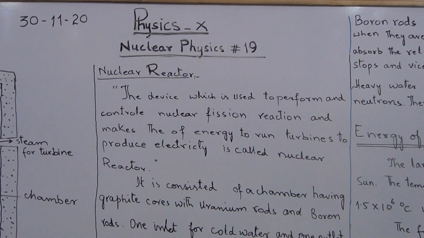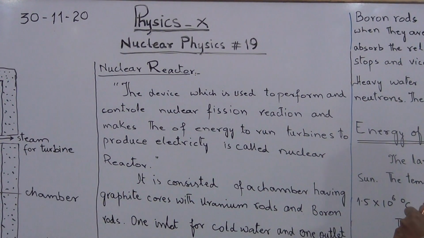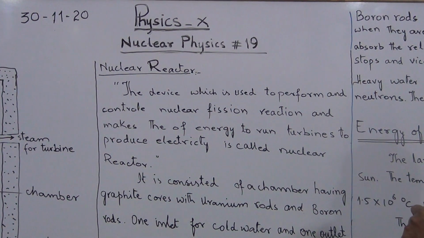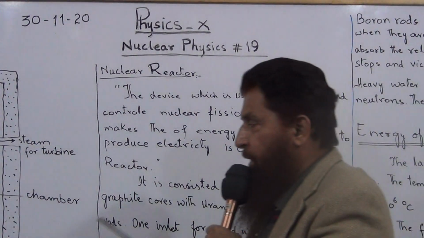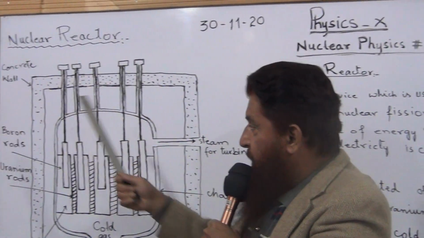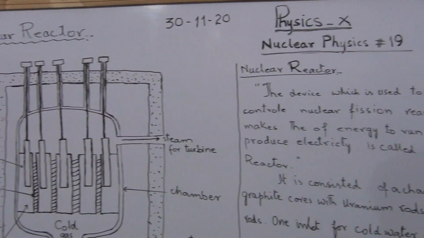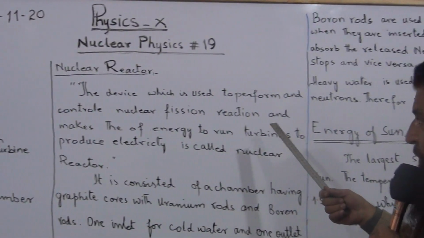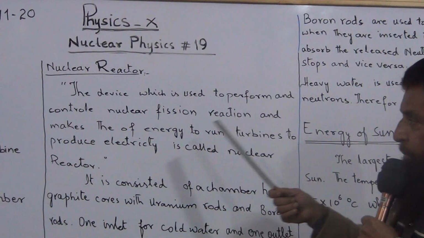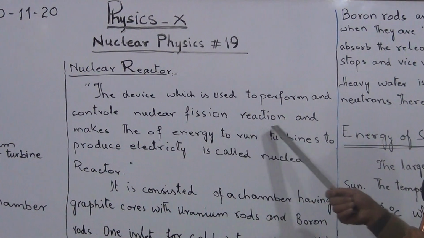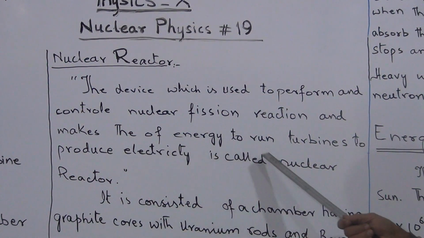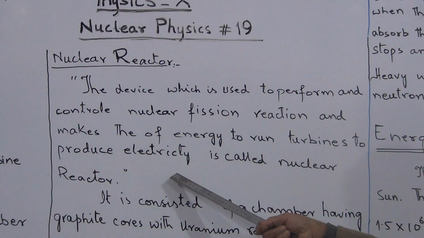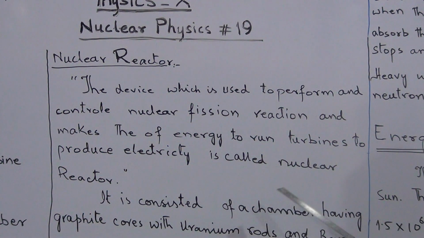Dear student, we are studying nuclear physics, chapter 9. The remaining topic is the nuclear reactor. What is a nuclear reactor? A nuclear reactor is a device which is used to perform and control nuclear fission reaction and produce energy to run the turbine to produce electricity.